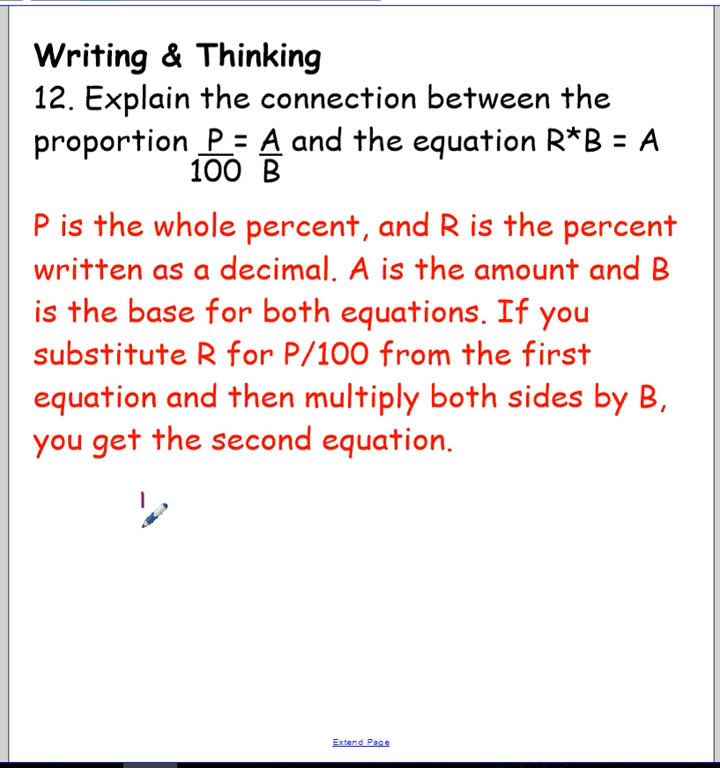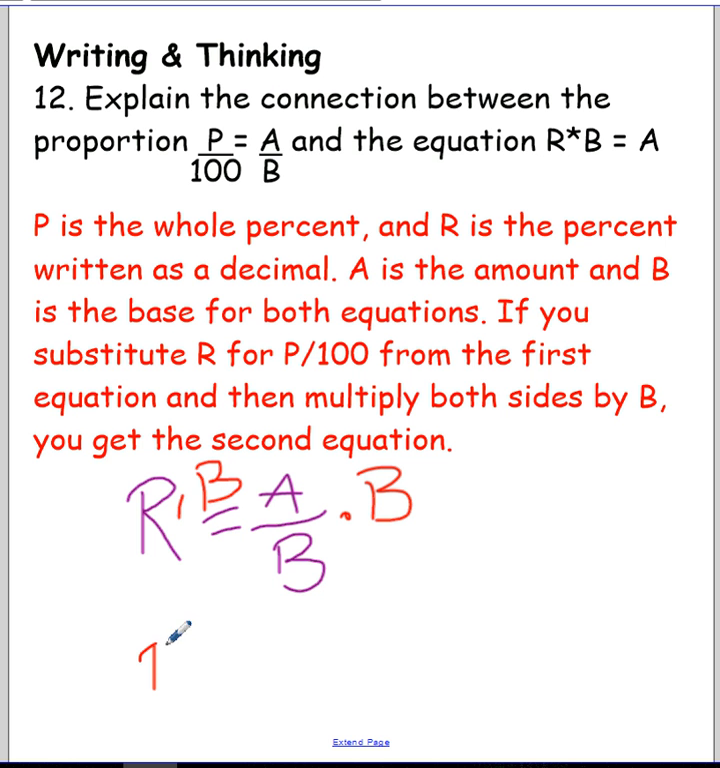So we could substitute and say that rate is the same as A over B, which still doesn't look like the second equation, unless we say, let's get rid of this B as a divisor by multiplying both sides by B. And if we do that, we are left with R times B on the left. Here, divide by B and multiply by B cancel each other out. So there, we've just built our second equation from our first equation. Pretty cool, I think.